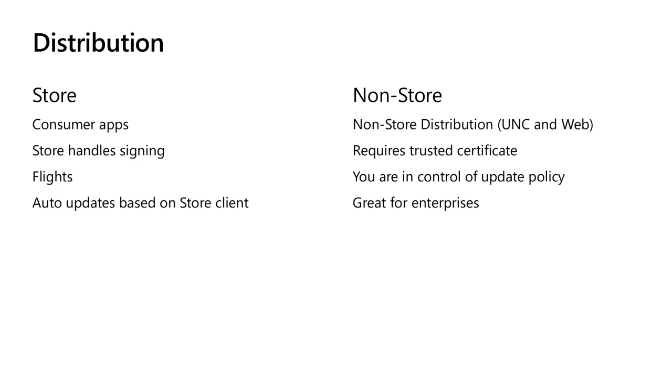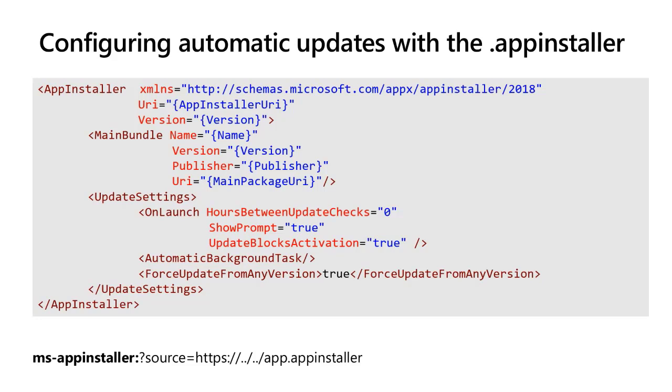So we enable MSIX to be deployed also through other channels like a website or a network share. In this case, it's up to you to sign the package with a trusted certificate, and you are in control of how you want to release the package. To enable a great continuous delivery, continuous deployment story also in such a scenario, we have introduced a technology called App Installer, which enables to have automatic updates even if the application is deployed through a website or a network share.